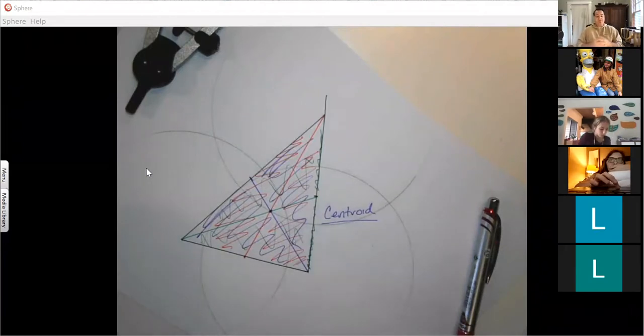So there are multiple centers that we can use for these triangles, and that's what this unit is about today. We are going to talk about all the specialty things that can happen in triangles.